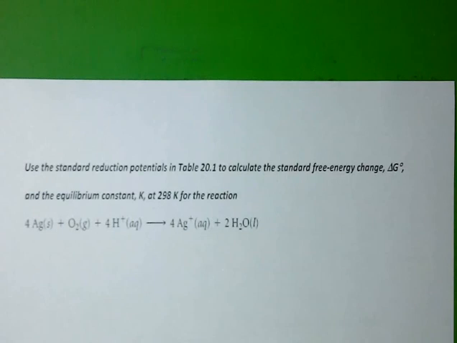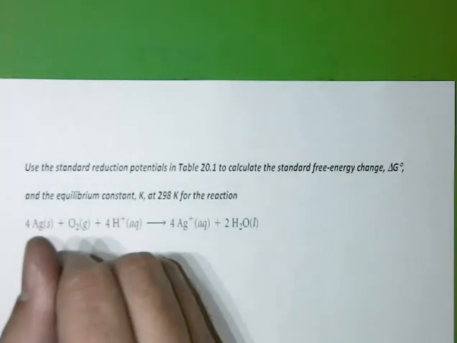So, the sample problem on the back of your sheet talks about how we can do this and how we can calculate this. We're going to use standard cell potentials in table 20.1 to calculate the standard free energy, delta G. The first step in any redox reaction is to break it down into its parts.